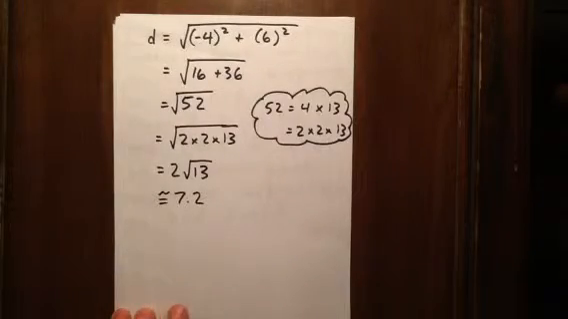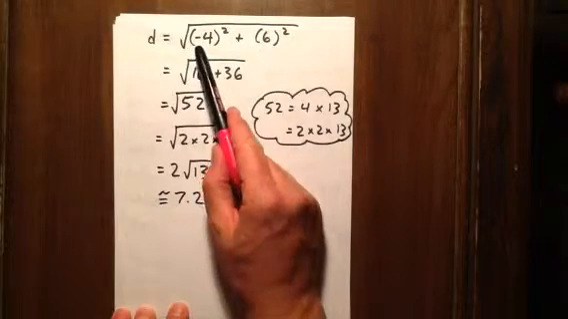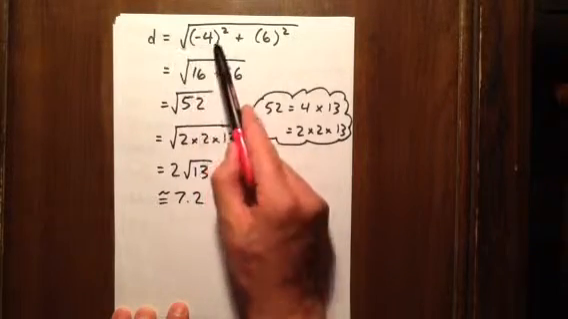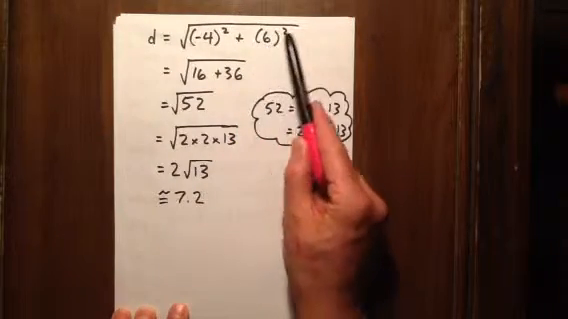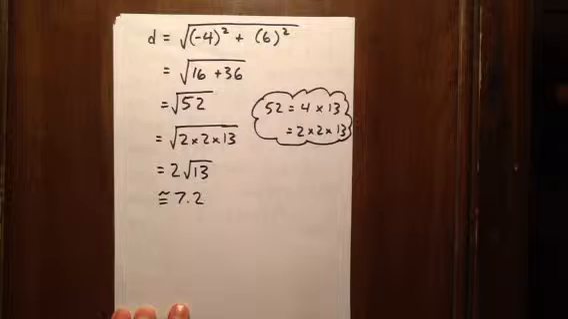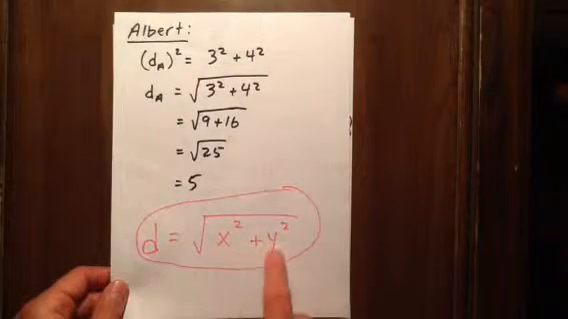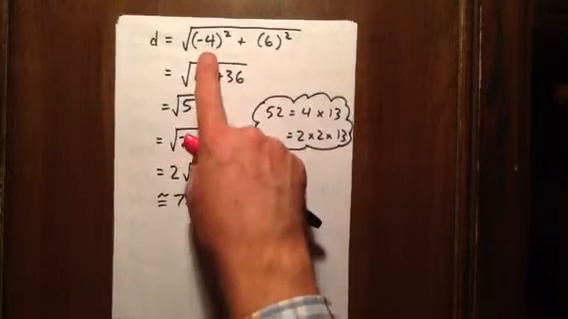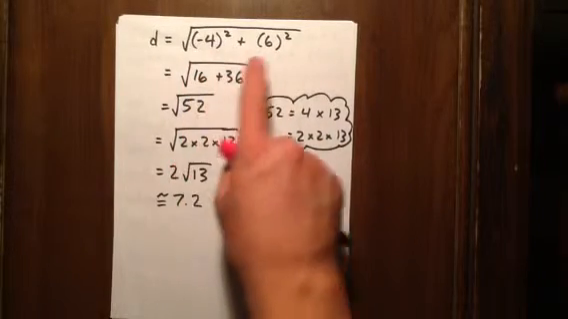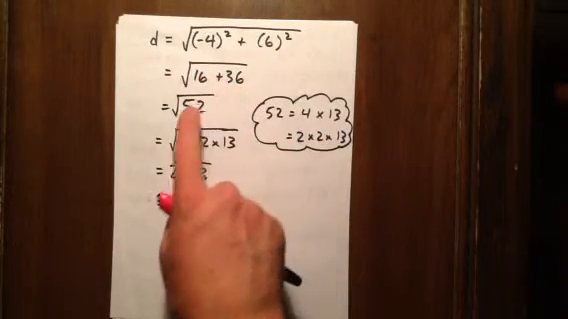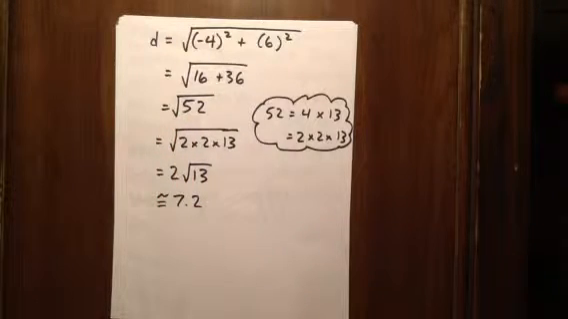So the distance of (-4, 6) to the origin is the square root of (-4) squared plus 6 squared. Just like we said a minute ago, it's always going to equal the square root of x squared plus y squared. Well, -4 times -4 is 16. 6 times 6 is 36. 16 plus 36 is 52. So we have the square root of 52.